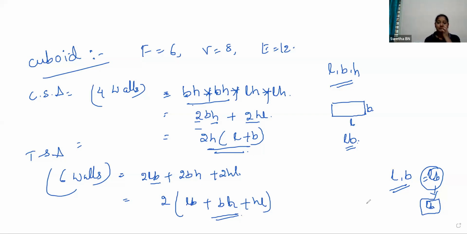While doing the sums, you should be careful. Sometimes, for example, the box is an open box. For an open box, you have to leave out only the top, but include the bottom. That time you have to take 5 faces, right? So while doing the sums, you should be careful, children.